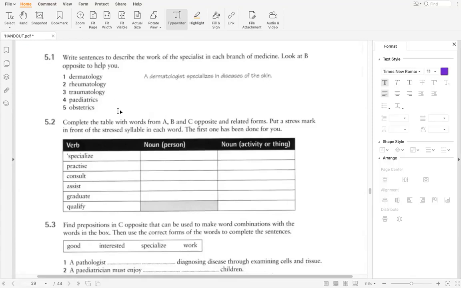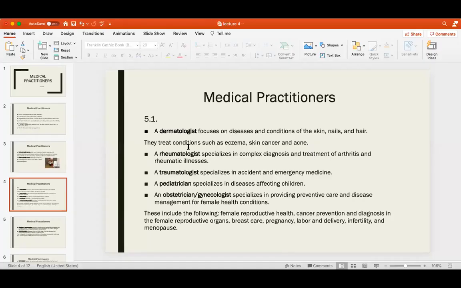I'll show you the definition of these words and the definition of other words of medical practitioners, right? We will take different types of doctors according to their specialty. A dermatologist focuses on diseases and conditions of the skin, nails, and hair. They treat conditions such as eczema, skin cancer, and acne.